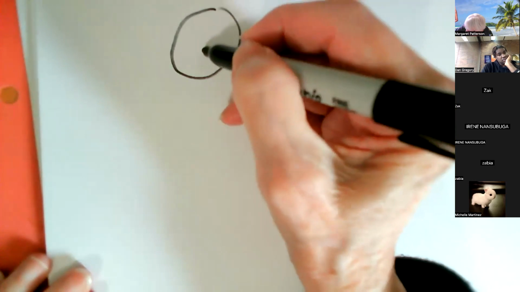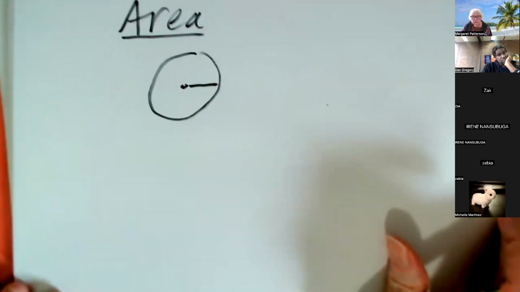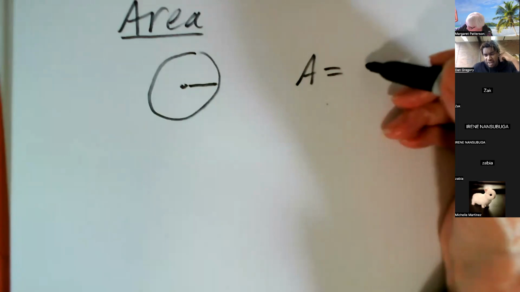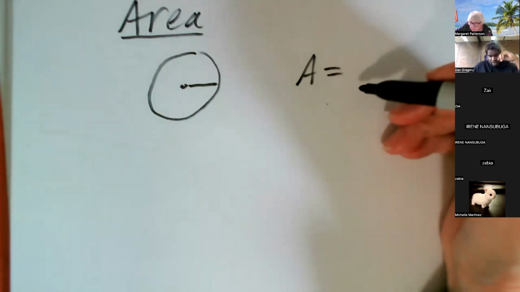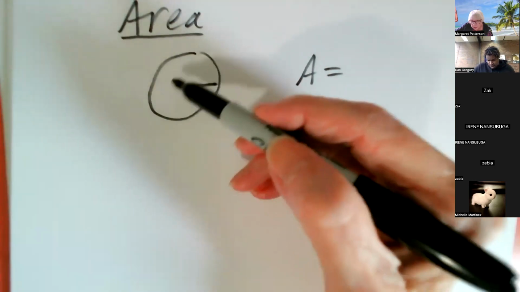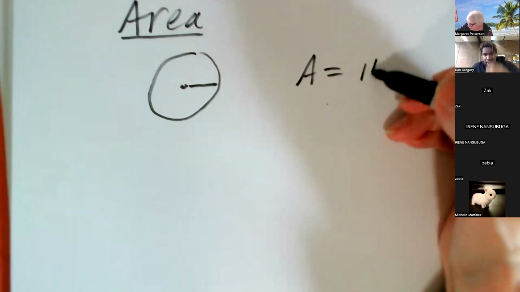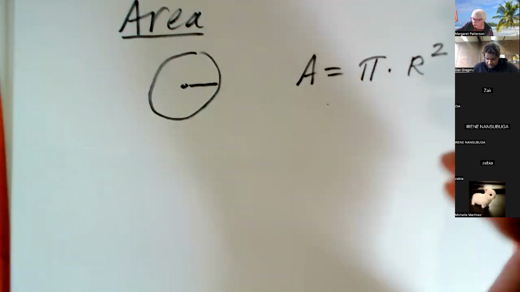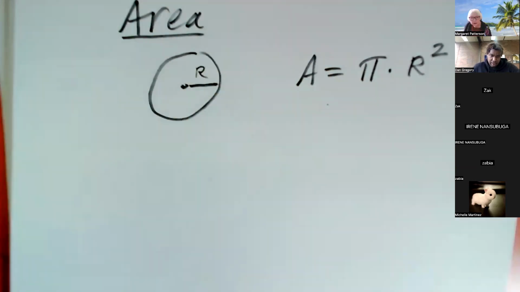And finally, in the category of area of a circle. Anybody recall it? Okay, area. So we're trying to fill it in. Pi times radius squared. Correct. So this is the radius. And so that's what you need for area.